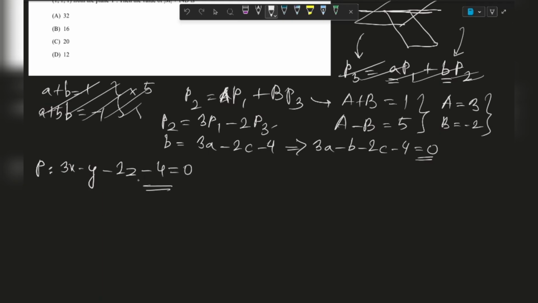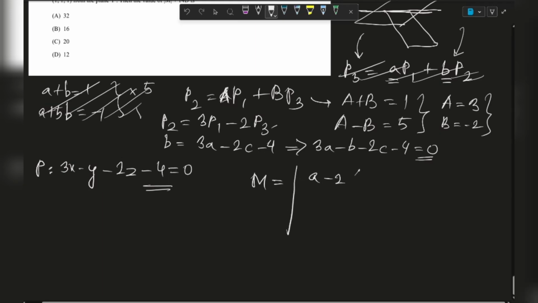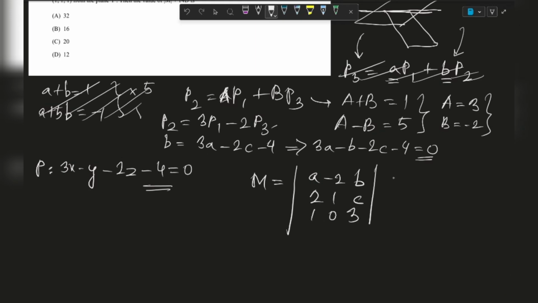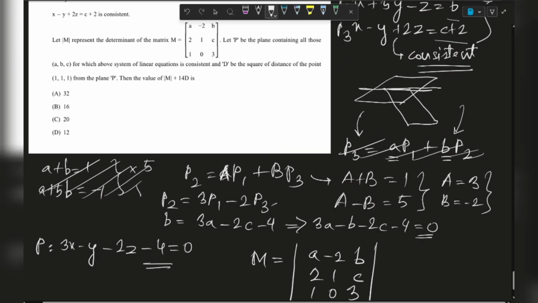Now we have to find another matrix. I will find the M matrix first, and then I will go for the shortest distance they have given. So this is basically the determinant with rows a, minus 2, b, 2, 1, c, and 1, 0, 3. You can look at the question once. Here is the question. I have written it correctly. Yeah, it's completely correct.